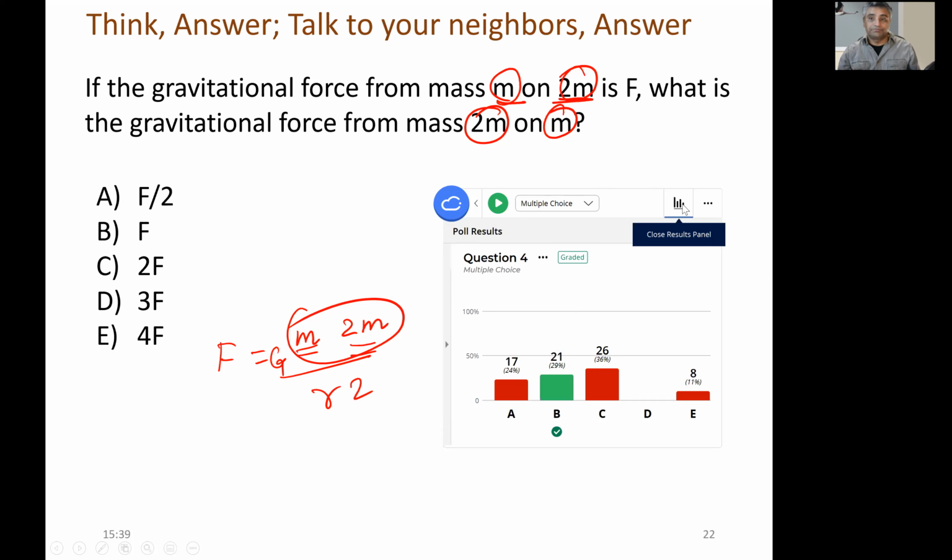Yes, it sometimes causes confusion, okay? So that's how we need to think. That's why I bring this kind of question.